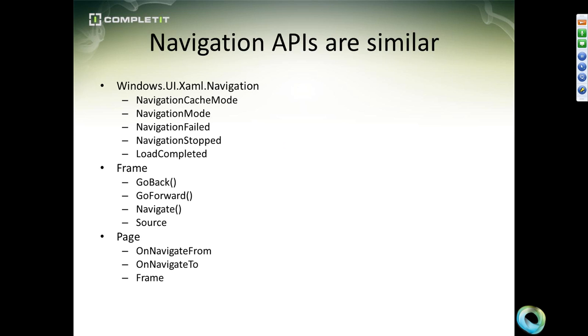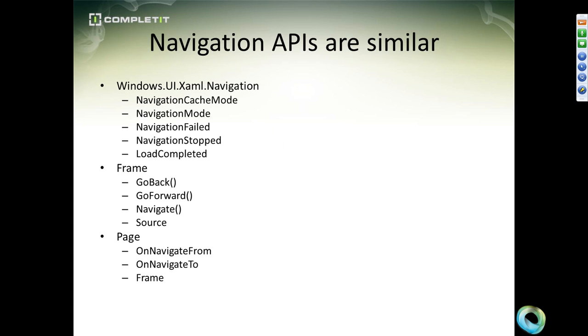So we can do a navigate on the frame. We can do a go back and a go forward. Events that we can hook into, like the onNavigatedTo and the onNavigatedFrom, are also there. There's some new things in here, like the navigation cache mode. I'm coming back to that in just a second. Navigation failed, navigation stopped. All these things should look familiar if you've worked with navigation in Silverlight. Notice, however, that everything is now not in system namespaces, but it is in Windows namespaces. XAML moved into the Windows namespace in WinRT, so this is actually the WinUI XAML navigation.